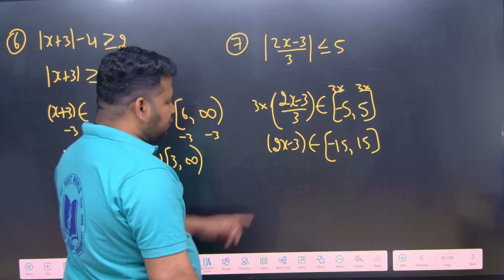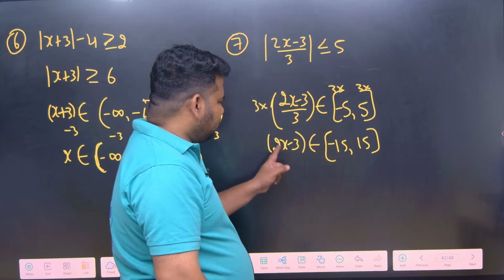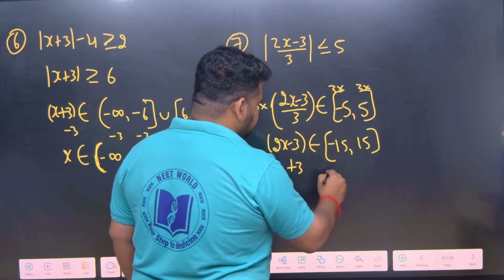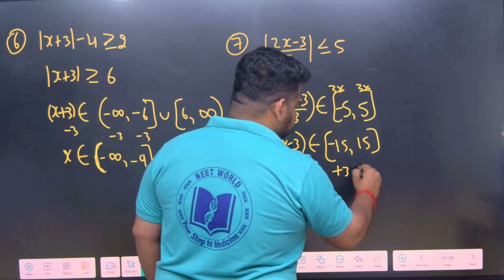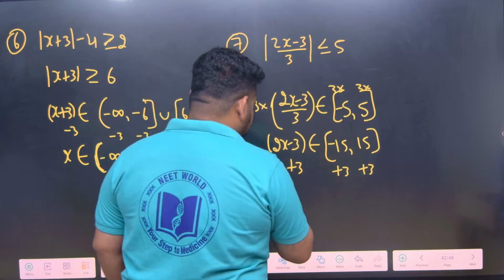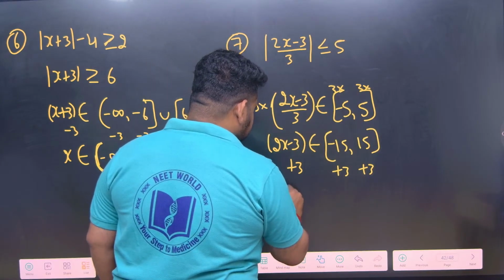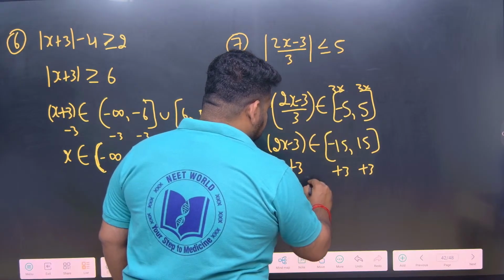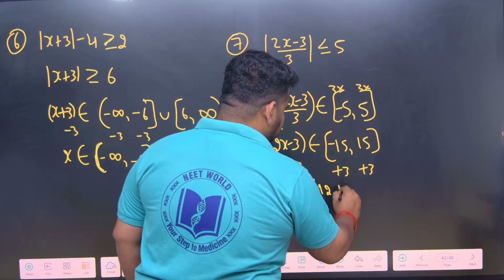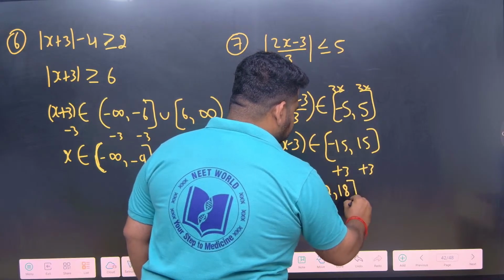Now I don't want this minus 3. I want only 2x. So I will add plus 3 here and here, because 2x minus 3 plus 3 becomes 2x. So 2x belongs to minus 15 plus 3, which is minus 12, to plus 18.